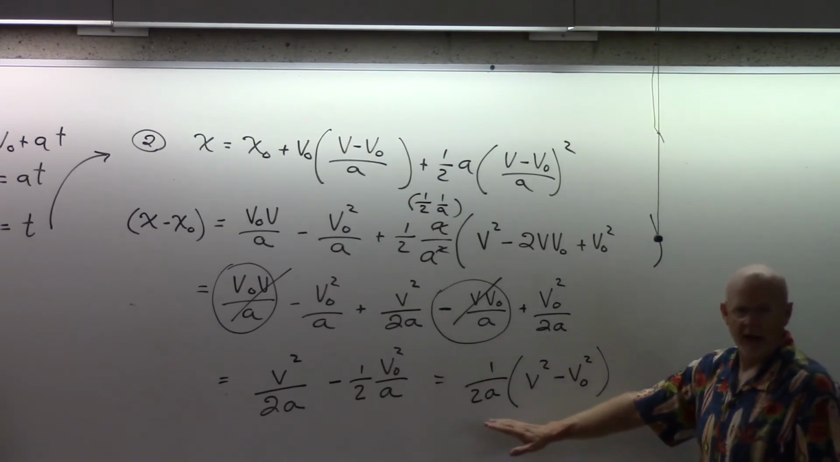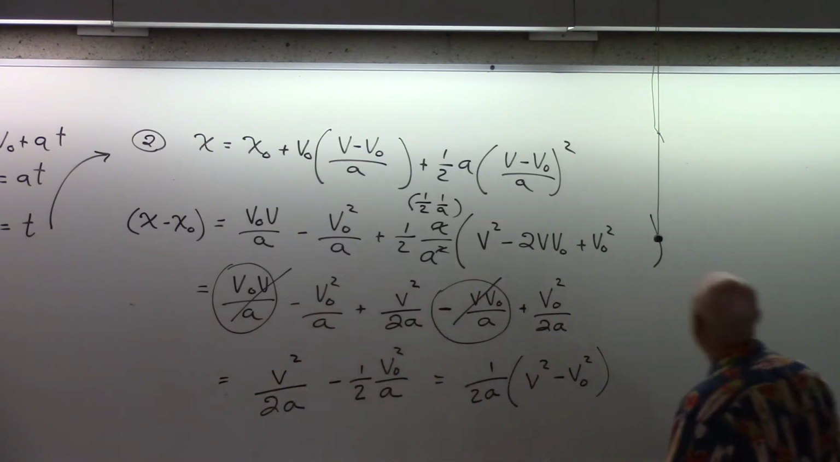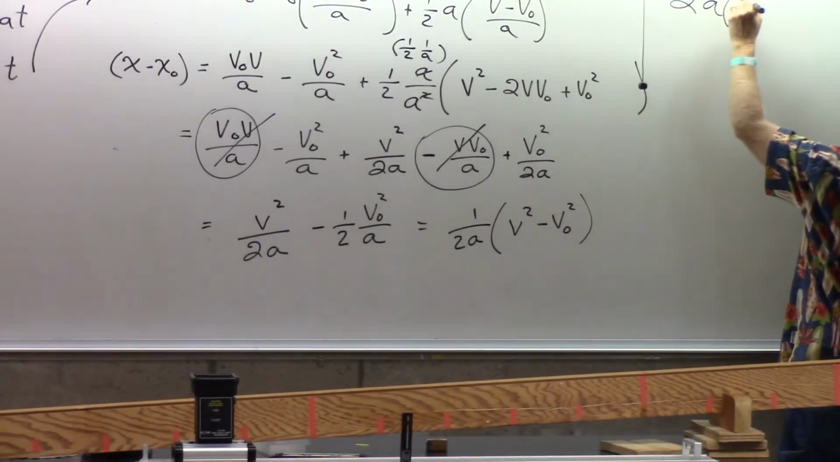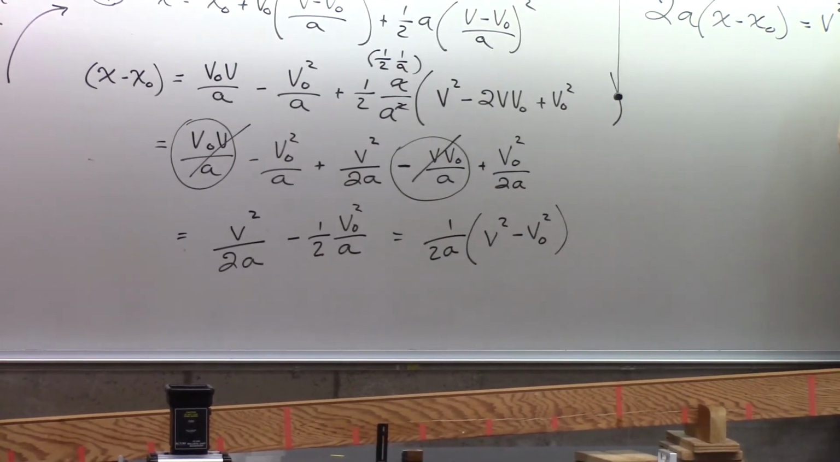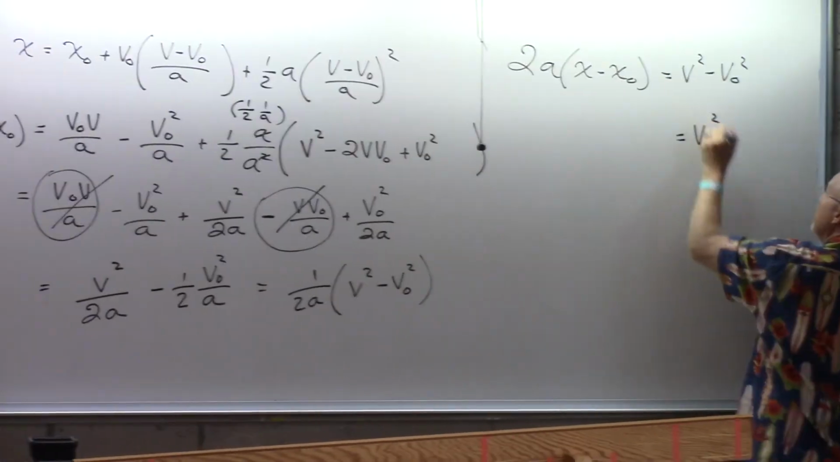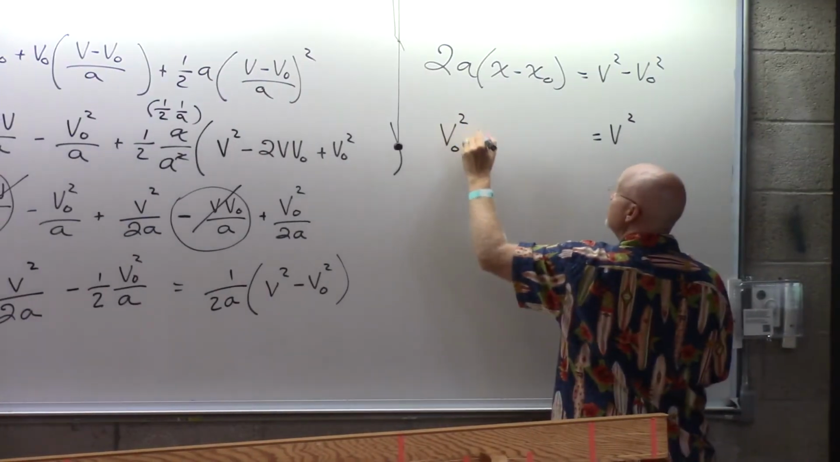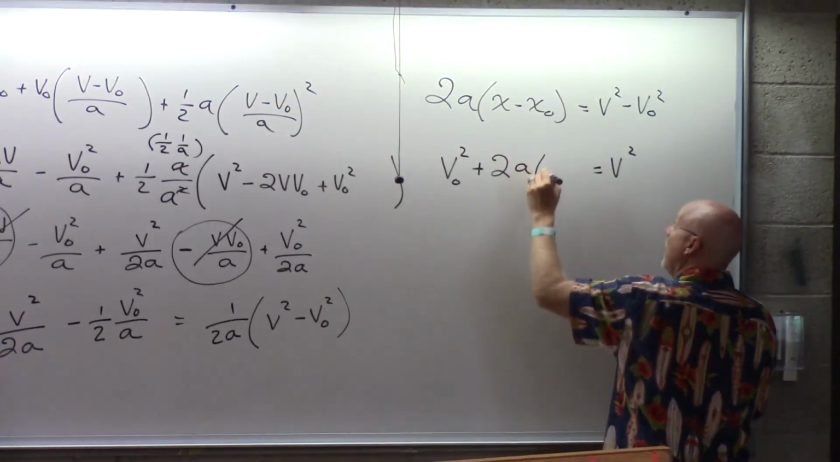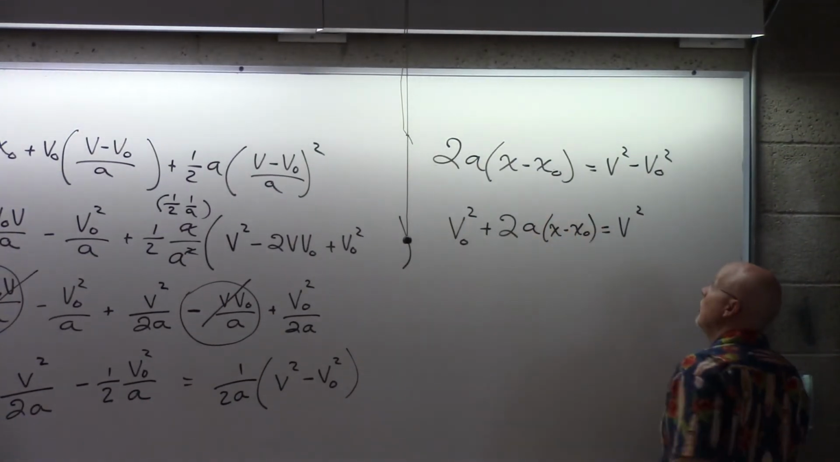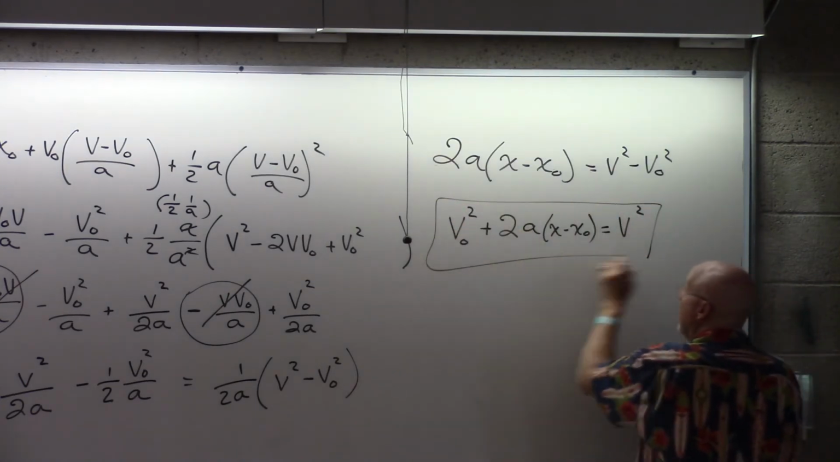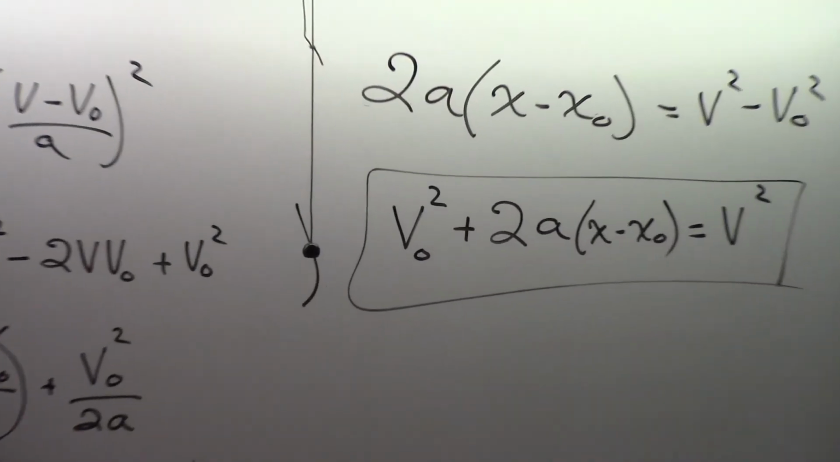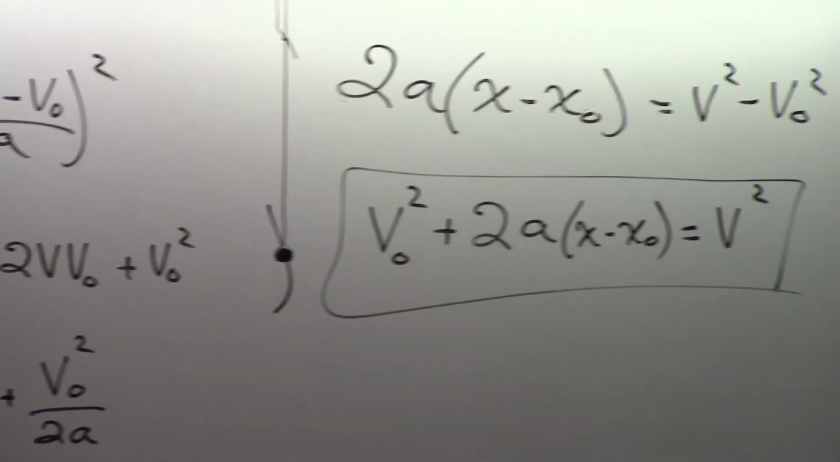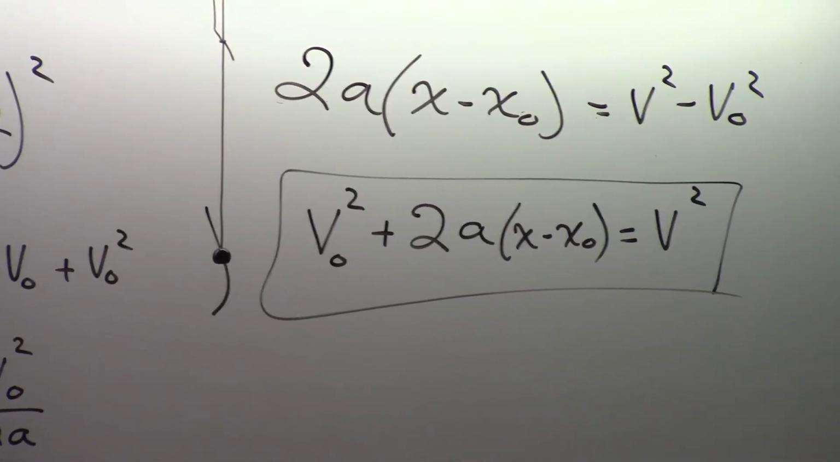Fractions are never fun to memorize, so let me move it to the other side. So 2A times x minus x naught equals final speed over initial speed. And we like to then put the initial speed on the other side of the equation. So we have then what we call kinematics equation number 3. And I will put it right here, that says the final speed squared equals the initial speed squared plus 2 times the acceleration times the distance traveled.